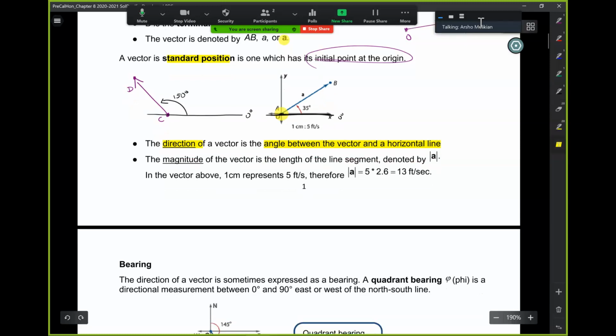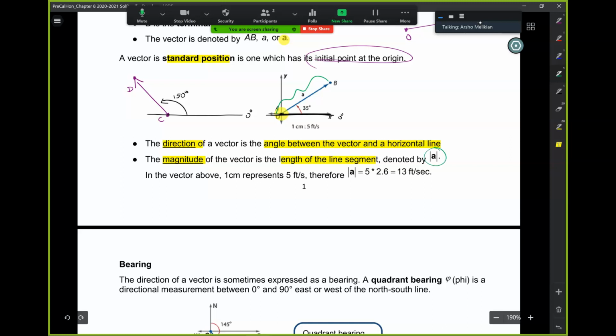The magnitude of the vector is the physical length of the line segment. So if I were to take a ruler and measure this, however many centimeters, millimeters, or inches it is, that's the magnitude.